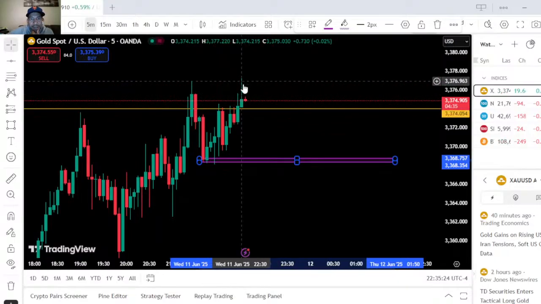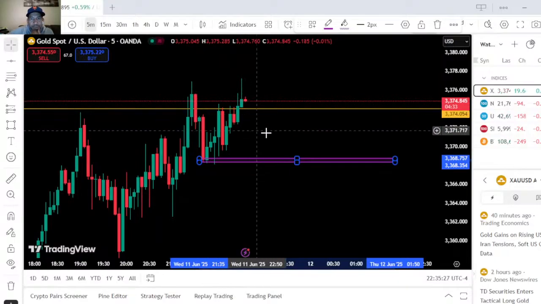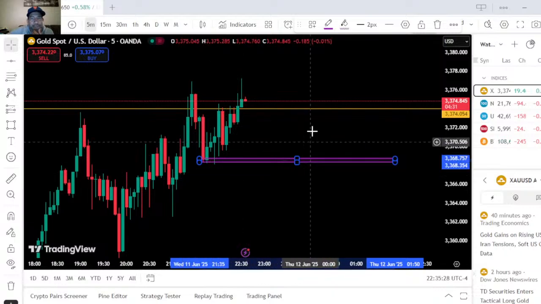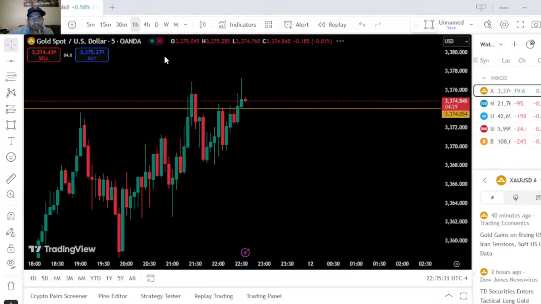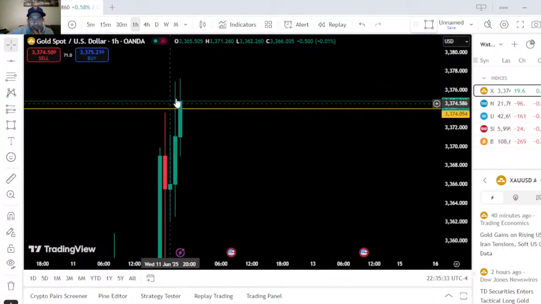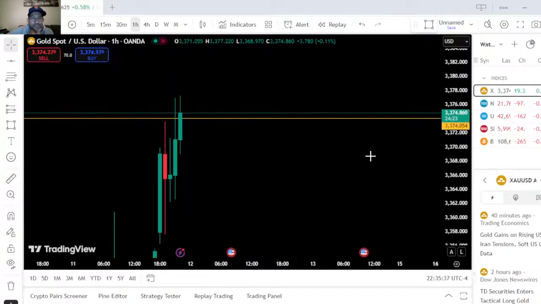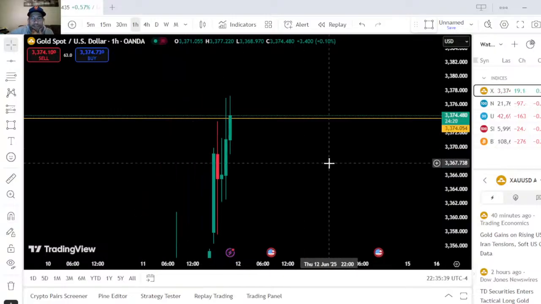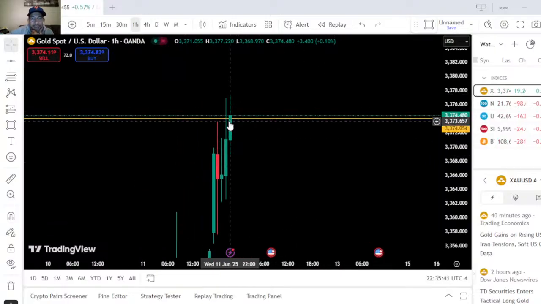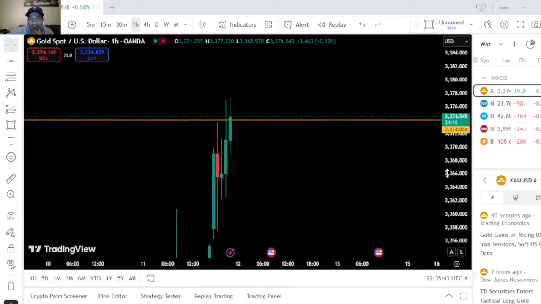All right, so this thing pulls back. We might get a bit of a wick here off that 5 minute. Should be interesting here. See how the 1 hour broke the highs now. Now is it going to close above? If it breaks the high, but then closes below that resistance level, then it's still a no go.